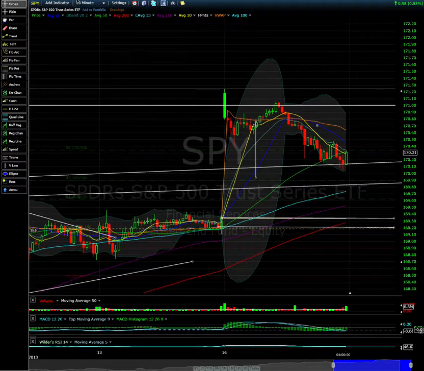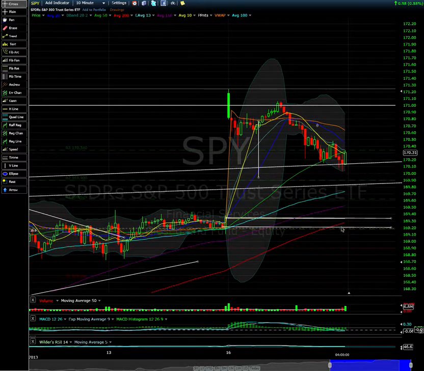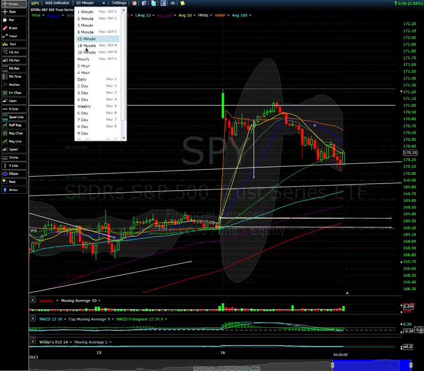Okay, that's going to be a beautiful setup. I'm waiting for that tomorrow. But if we do gap below it, all bets are off. Okay, guys? If you gap below it tomorrow, that's going to be resistance. Okay, guys? So let's go on the hour chart.